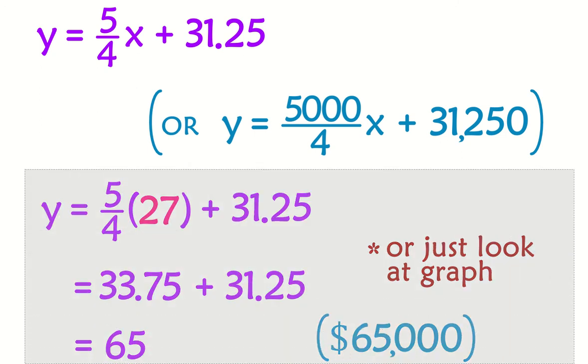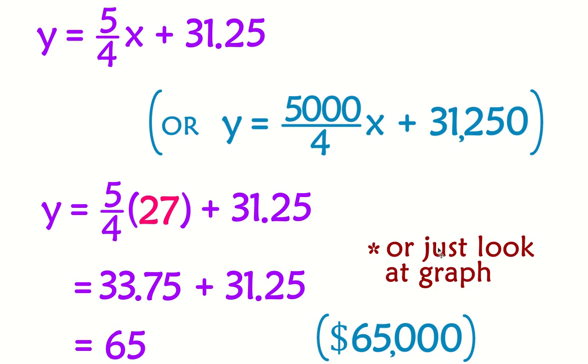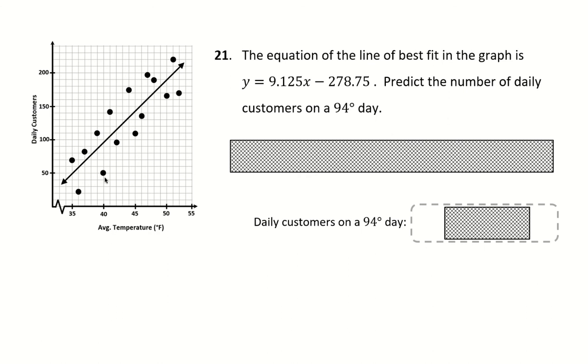Cool. So obviously, spoiler alert for number 21, if you have your equation, you can literally plug in the x value they're giving you, or like I just said, just look at the graph like I just pointed out, no pun intended. But ultimately the answer is 65, which is $65,000. But for number 21, they're asking for 94 degrees, which is pretty far out of bounds.